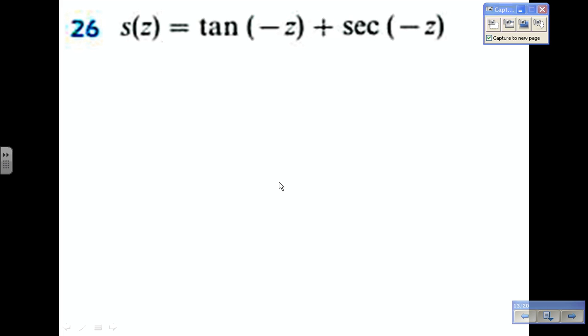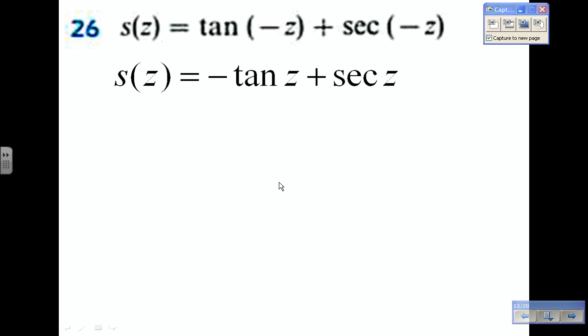I call on Lewis. Nice. It's an odd function, so it's going to be a negative tangent. And that's an even function, so it's going to be plus secant. That's even and odd properties. That comes up a lot. The only even ones are cosine and secant. Cosine and secant, correct.